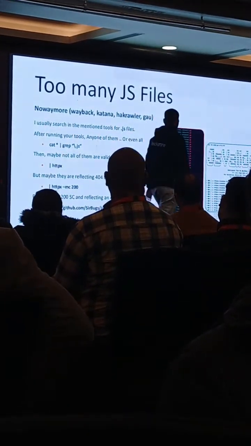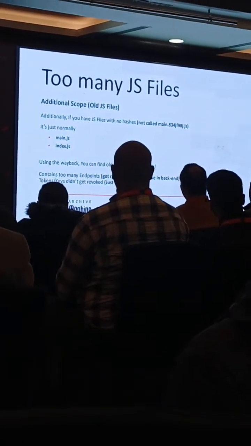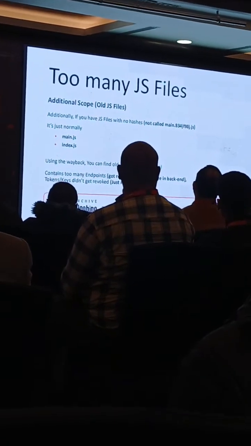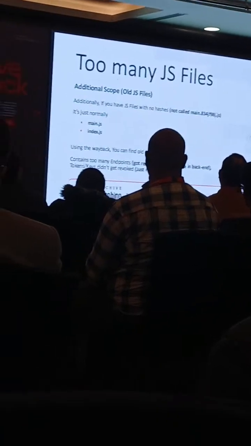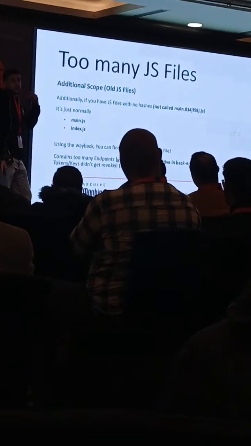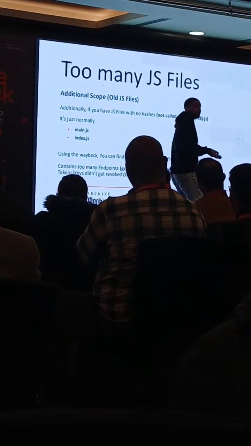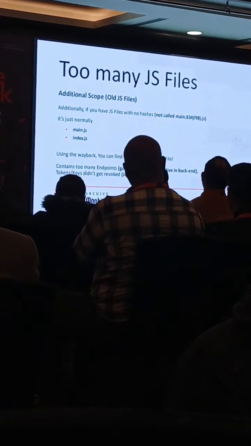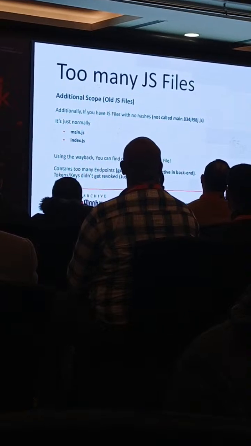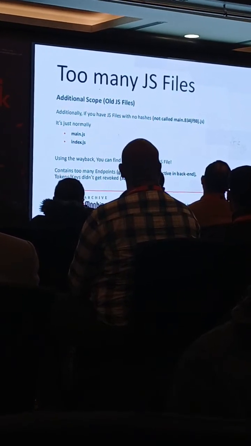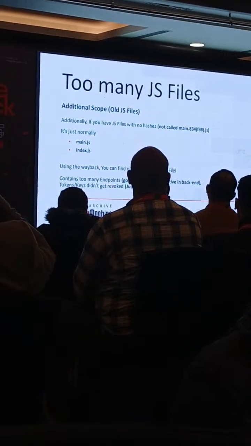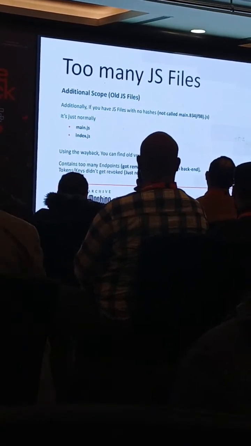Okay? So if the JavaScript file doesn't have a hash, like main.js or index.js, it has a history. You can open it in the Wayback Machine or any archive website to view the old version. You can find some really old endpoints that are not used anymore but are still active in the back end. You can actually call them. So you have to check the Wayback Machine if the JavaScript file doesn't have a hash. Actually, this trick got me a lot of money.